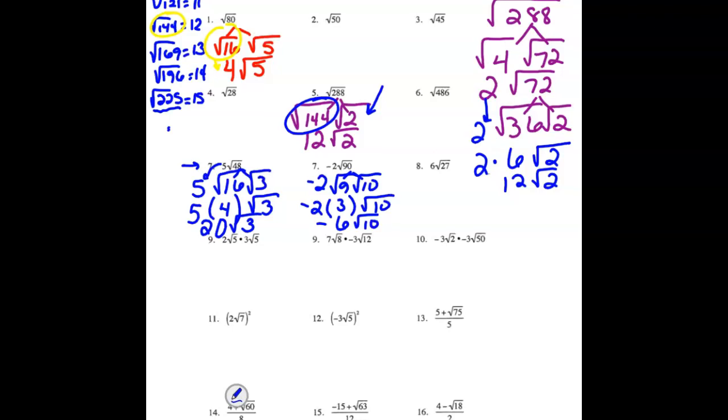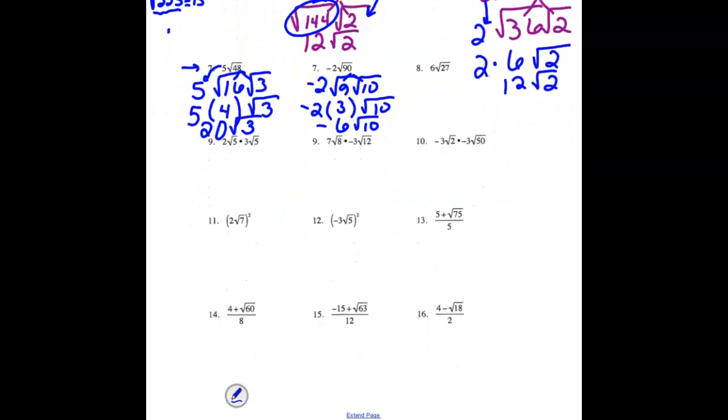All right, let's look at number 9 here. I see that we have some duplicate numbers. I'm not sure how that happened.